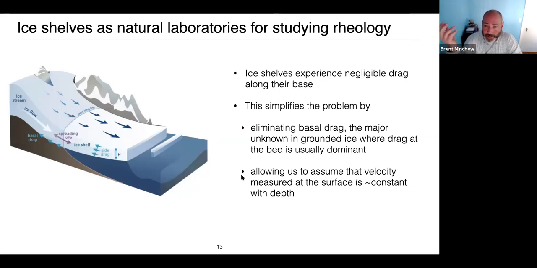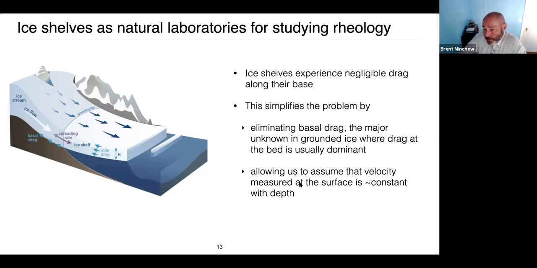The reason that we're most interested in studying the ice shelves to concentrate on the rheology of the ice is that ice shelves experience negligible drag along their base, right? Because the viscosity of water is much, much less than the viscosity of the ice. And so we can simply neglect the drag along their base, which greatly simplifies our problems in two ways. By eliminating the basal drag, we've eliminated one of the major unknowns that's associated with grounded ice, where drag at the bed is often a dominant component, or certainly not a component that we can casually ignore when looking at grounded ice. But over ice shelves, we're good to go to drop out basal drag.